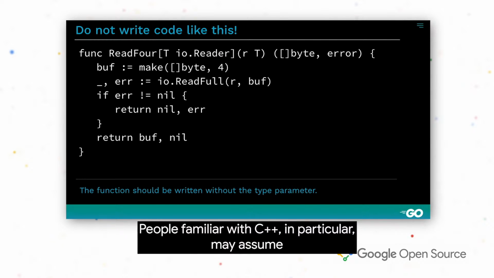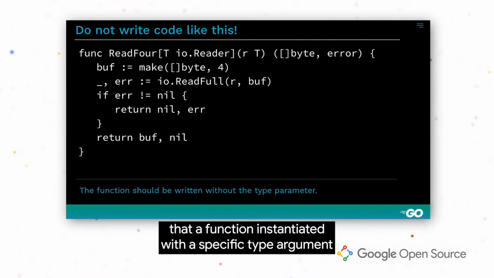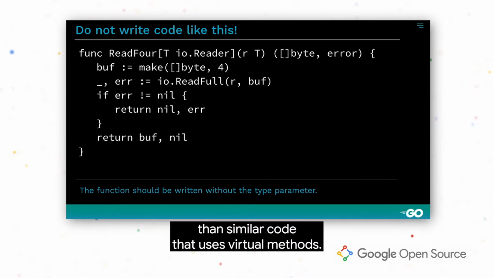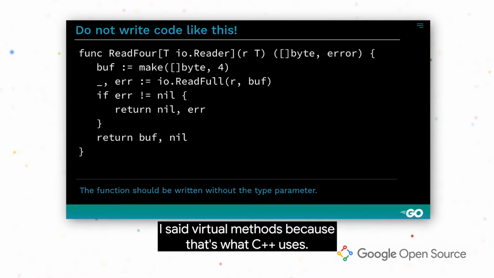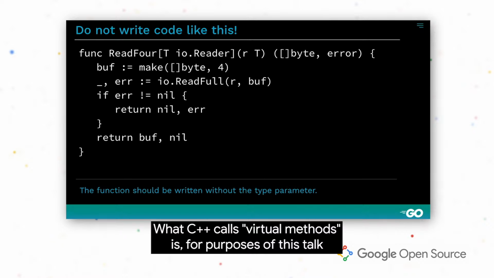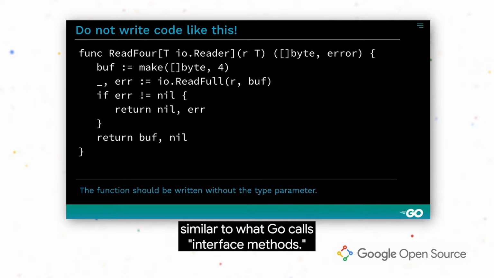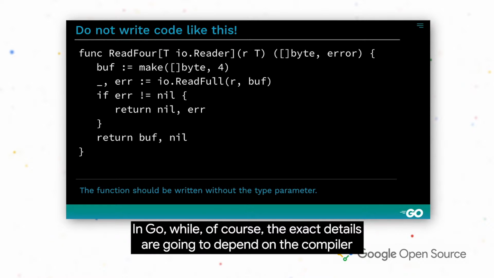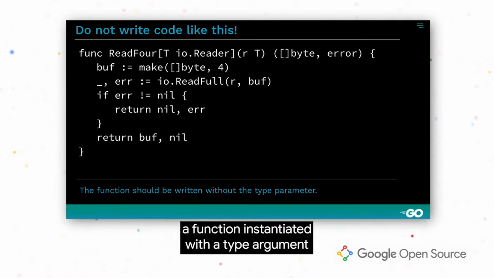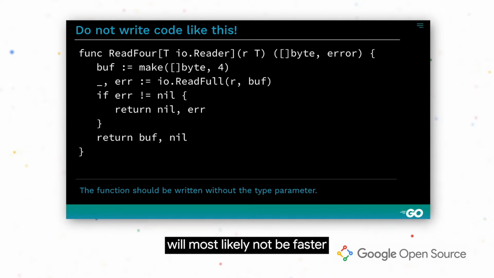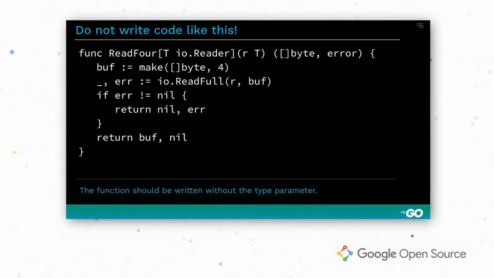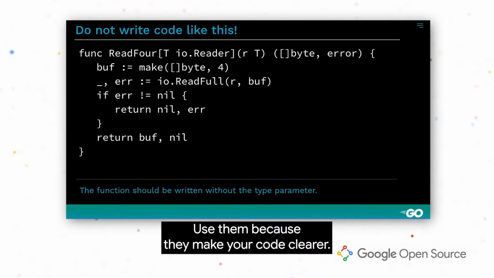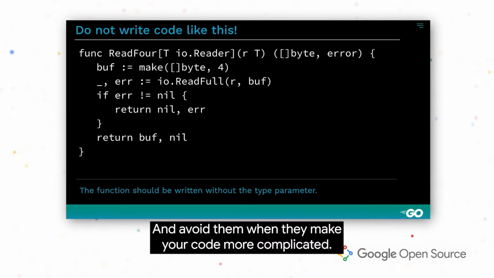People familiar with C++ in particular may assume that a function instantiated with a specific type argument will tend to be slightly faster than similar code that uses virtual methods. I said virtual methods because that's what C++ uses. What C++ calls virtual methods is, for purposes of this talk, similar to what Go calls interface methods. In Go, while of course the exact details are going to depend on the compiler, a function instantiated with a type argument will most likely not be faster than similar code that uses interface methods. So don't use type parameters for reasons of efficiency. Use them because they make your code clearer, and avoid them when they make your code more complicated.